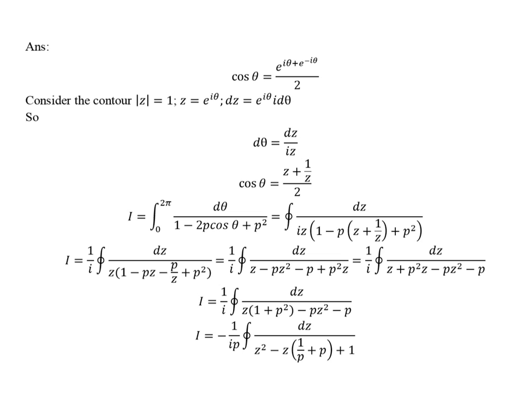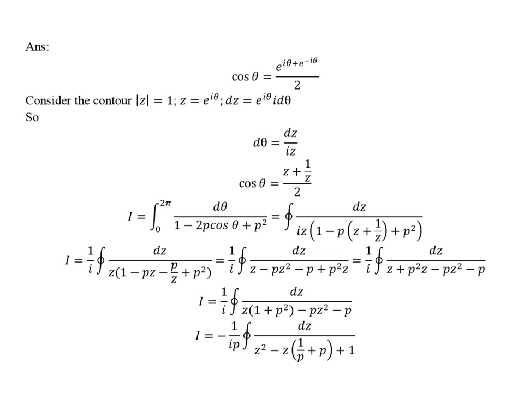circle. Hence, z is equal to e raised to i theta. dz is equal to e raised to i theta into i d theta. Therefore, d theta is dz by iz. Again, substituting z is equal to e raised to i theta, cos theta becomes z plus 1 by z by 2. Substituting these values and considering the closed contour mod z equal to 1, we get the integral I is equal to integral over c dz by iz into 1 minus p into z plus 1 by z plus p square.